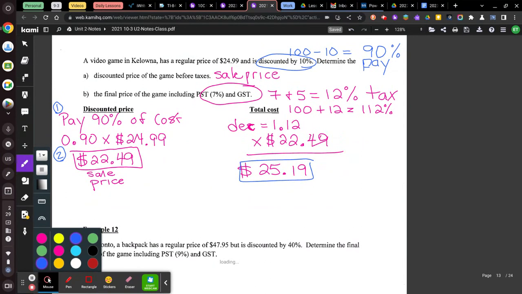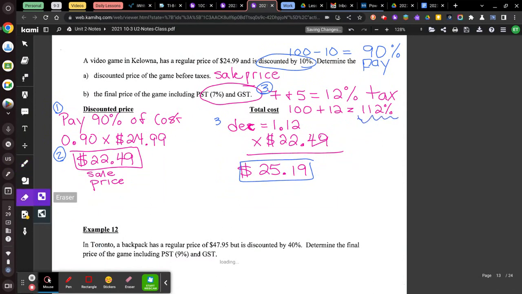Step three is finding your tax, which is 112%. Step 4 is to make your decimal and multiply it by your sale price. So you're timesing it by the sale price.